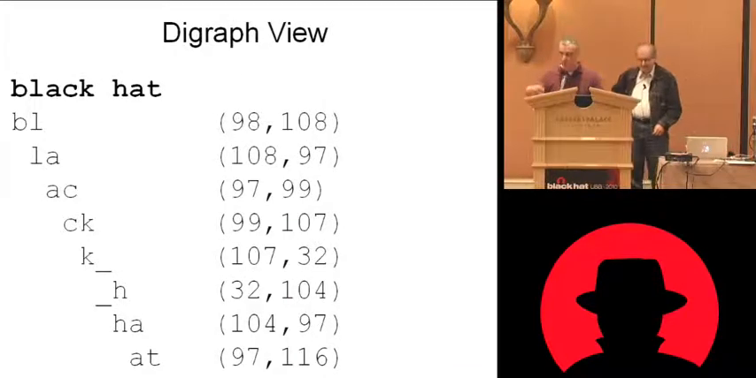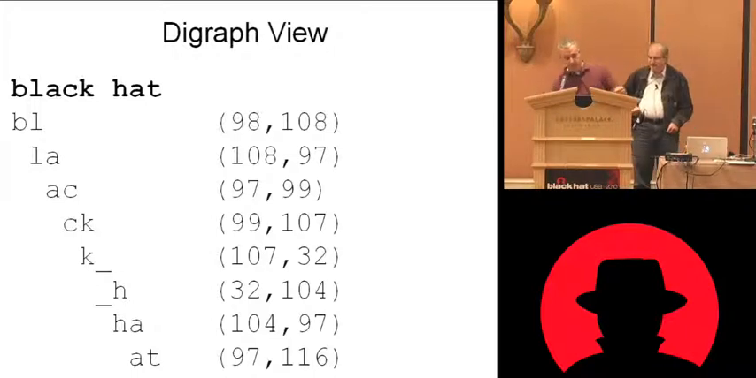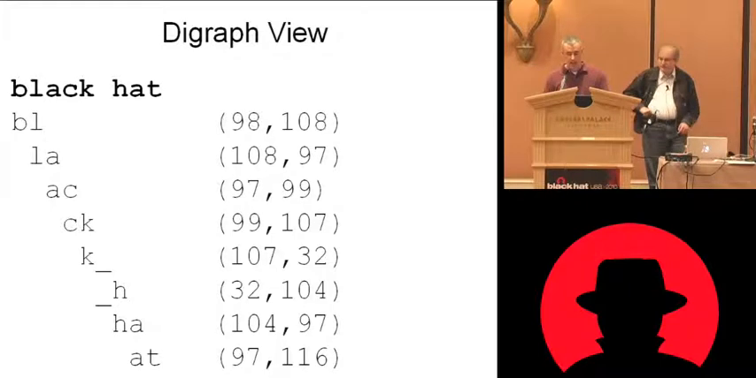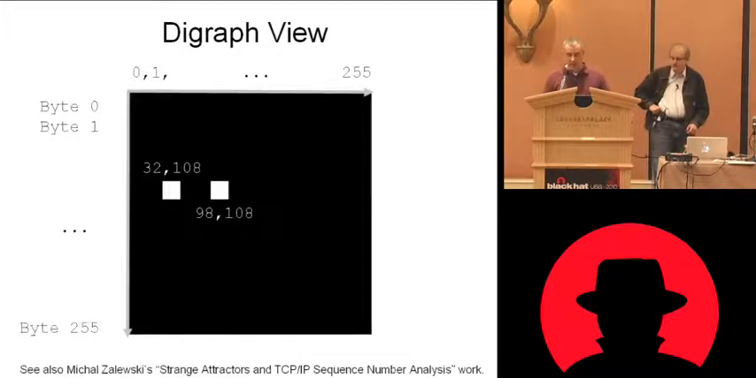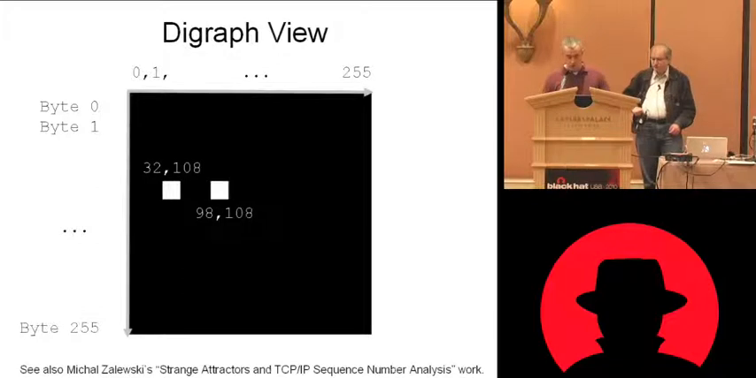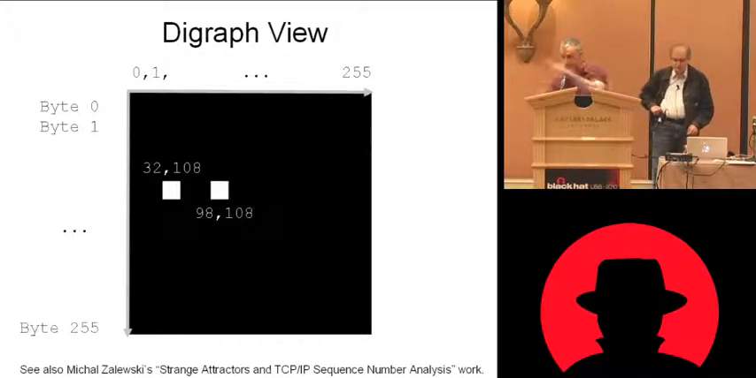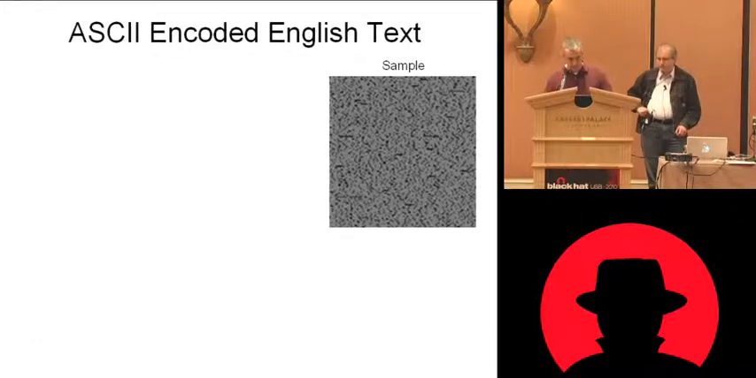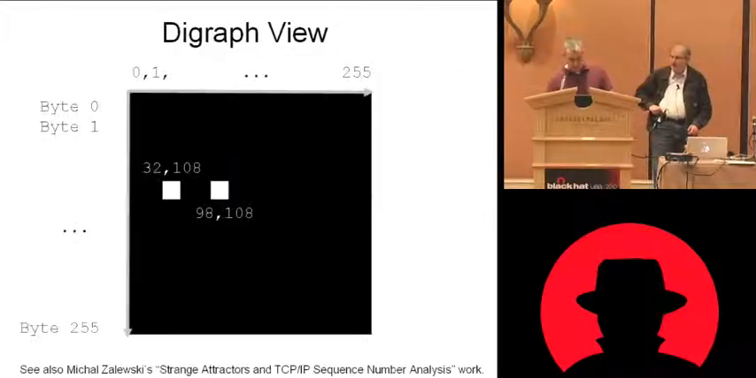So what we're going to introduce here is the idea of the digraph view. Thinking about that, if you take the word black hat, the digraphs are the first two letters, BL. The next digraph is LA. The next digraph is AC. And BL, lowercase b and l, is 98 and 108 in US ASCII. And then LA is 108, 97. So you get these pairs of values. And by plotting these pairs of values, you gain quick insight into the contents of a given file or a sliding window within a file. And that's what we do, which we'll get to in a second.